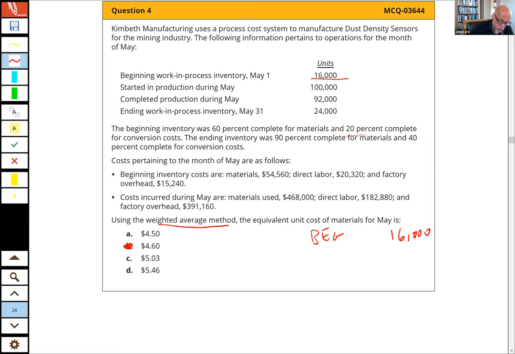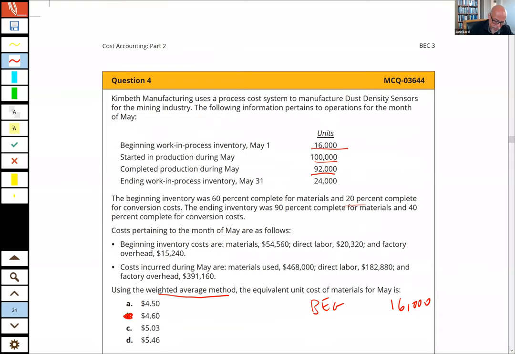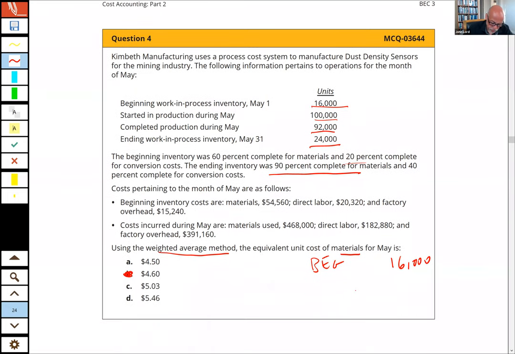Then they tell me that they started in production 100,000 units. They completed 92,000 units, okay? And the ending work in process is 24,000. And they tell me that they're 90% complete for the materials. And since the question is asking about materials, I'm not going to worry. Sometimes with these questions, they might have had a follow-on question right after that. You may even see that in your homework that would have considered the conversion cost part of it. But they're just asking me about materials in this question. So that's all I need to worry about.